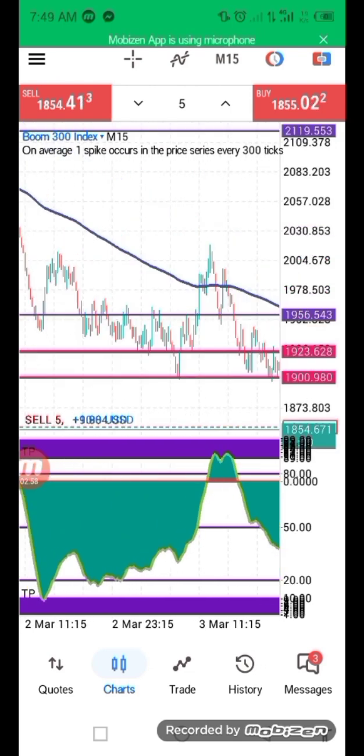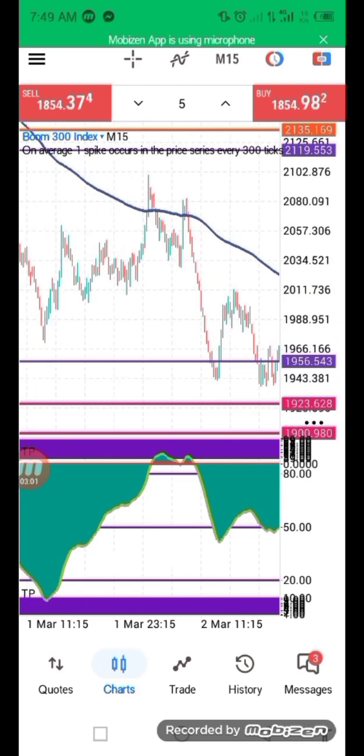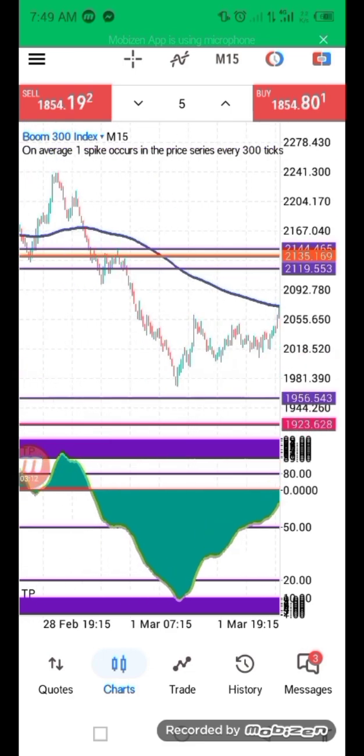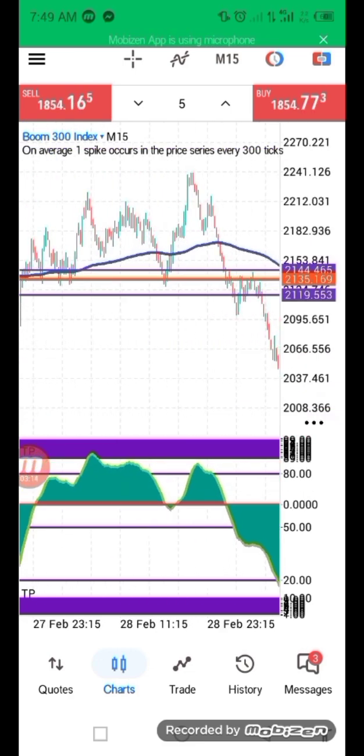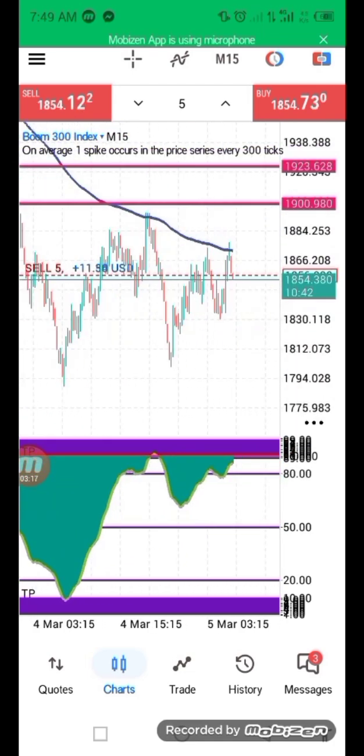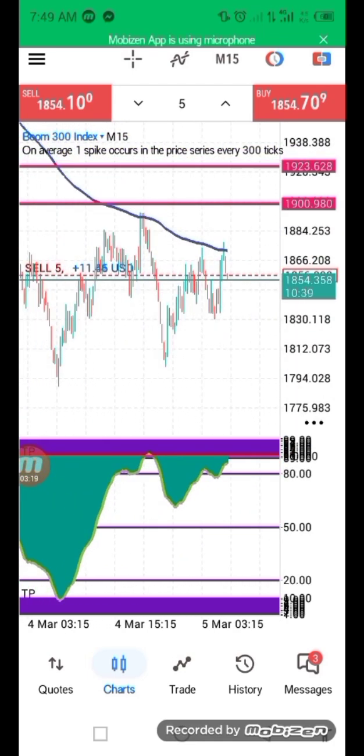Okay, let's back test. Similarly, if you look at it here, look at the reaction of the price with the moving average and look at how it reacts with the MACD. Okay, and so on and so forth. So when price reacts with the moving average and we get a bearish candle, we enter for a sell position.